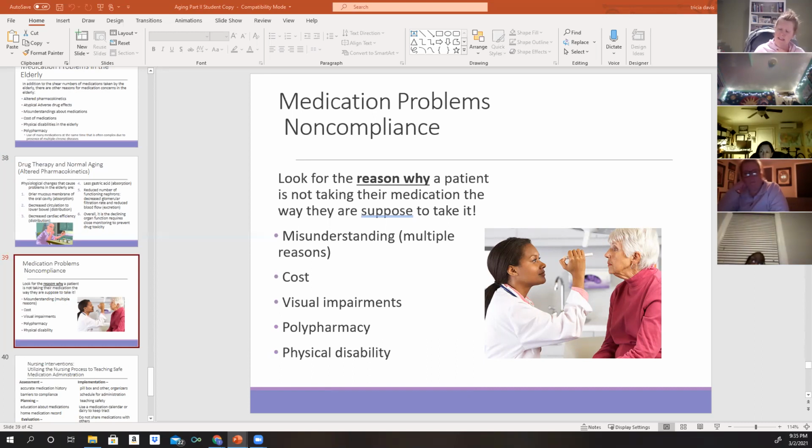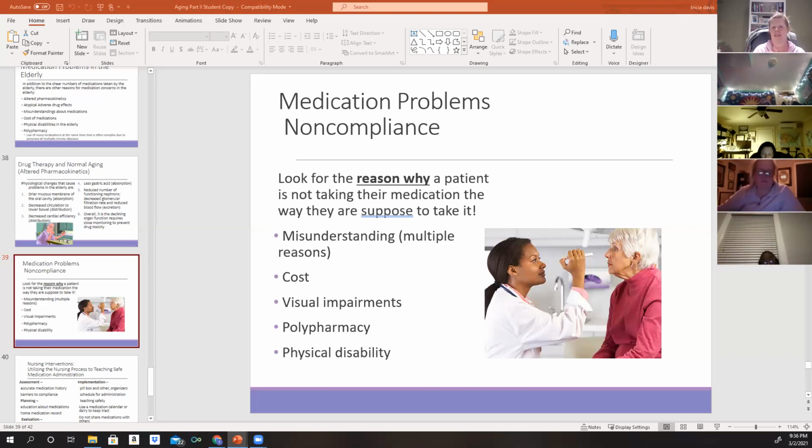And even with GoodRx, the long-acting Levemir was $349 a month and he couldn't afford it. So these things happen to people. Maybe they have visual impairments and they can't see what they're taking. Maybe they think they're taking it. Maybe they're not. Maybe they're taking something else, or maybe they're taking too much of a certain medication. Polypharmacy, maybe they have so many that they're not organized anymore. They don't know which end is up. It's very easy for older people to get overwhelmed.